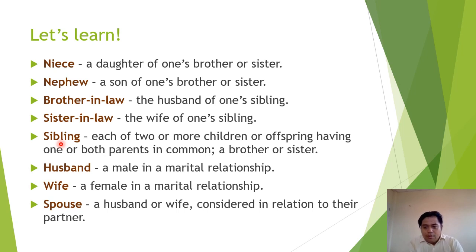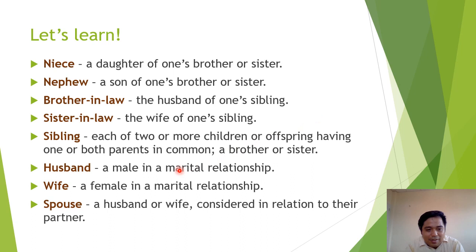Next, we have sibling. So what is a sibling? Sibling is either two or more children or offspring having one or both parents in common. So for example, you have two siblings. You have a sister and you have a brother. So your brother and sister are your siblings. You can say, oh, teacher, I have two siblings.